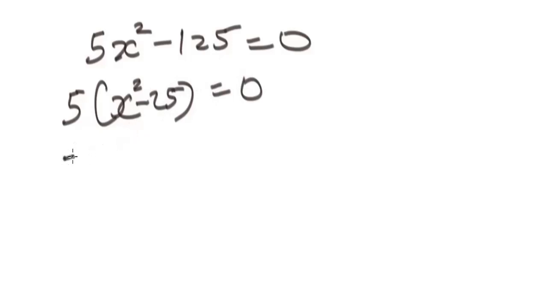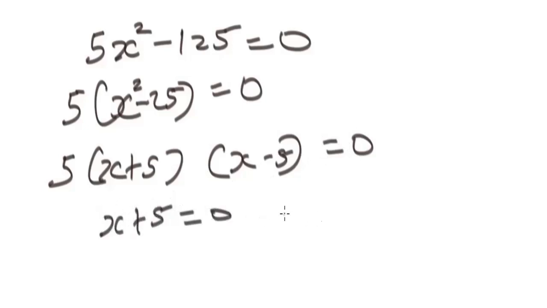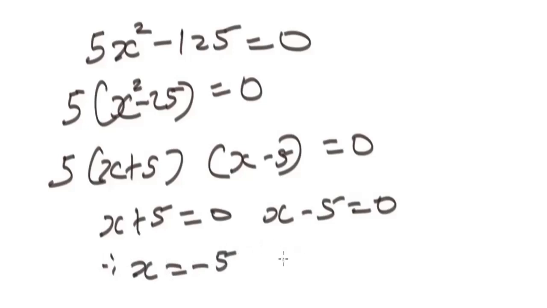So we're going to have the square root of x squared is x, the square root of 25 is 5, we have plus 5 minus 5 equals 0. So you equate each of the factors to 0. Therefore, our x is negative 5 and x is also 5. So when you plug in negative 5 and 5 here, respectively, you're going to get 0. That's it for this problem. Let's look at another problem.